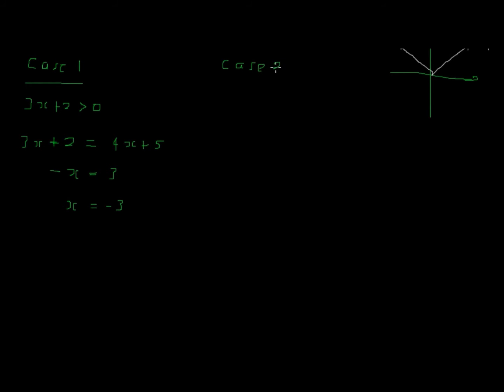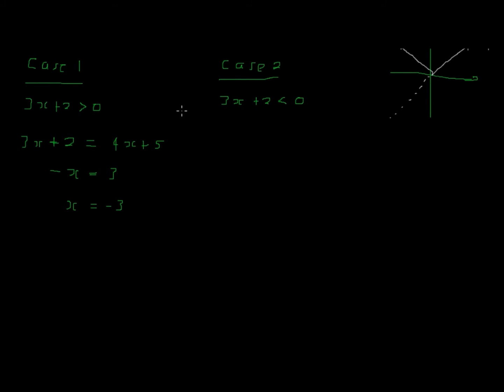would be when what's inside the absolute value is negative. So when 3x plus 2 is negative, or less than 0. So if this were the graph of just y equals x, where x were negative, y would also be negative. And as we discussed in the first example, the way to make these negative y values positive would be to multiply it by negative 1.